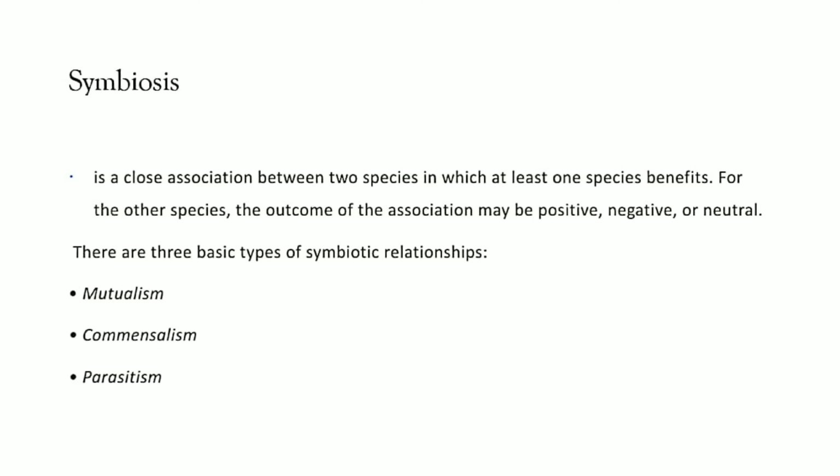The last part of community interaction is symbiosis. Symbiosis is a close association between two species in which at least one species benefits. For the other species, the outcome of the association may be positive, negative, or neutral. So, there are three basic types of symbiotic relationship: mutualism, commensalism, and parasitism.